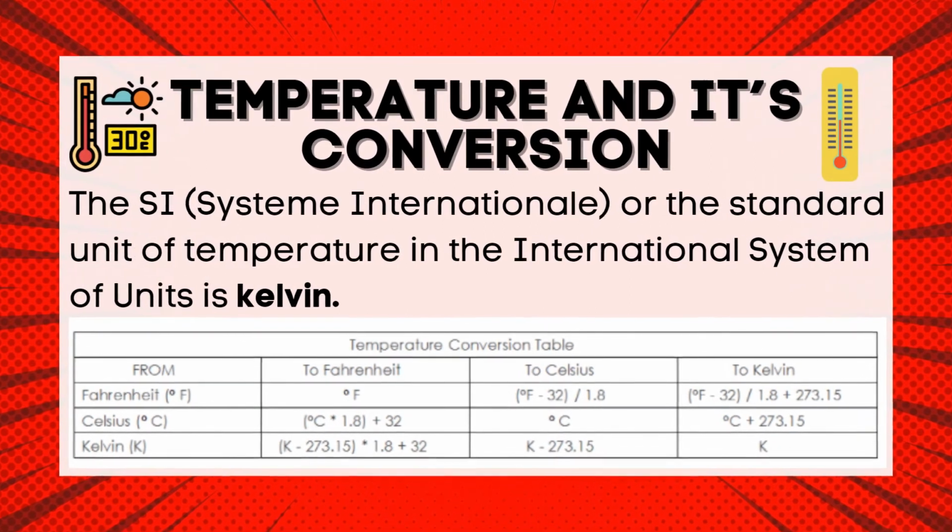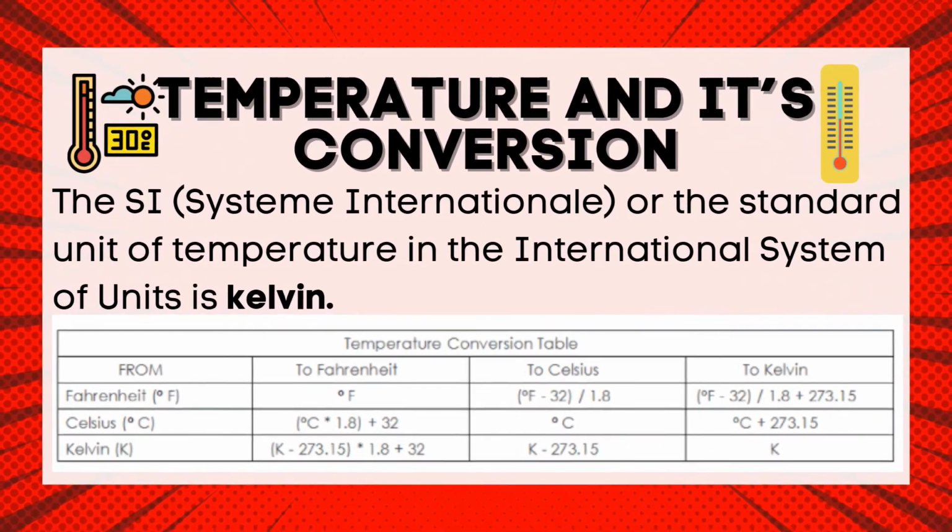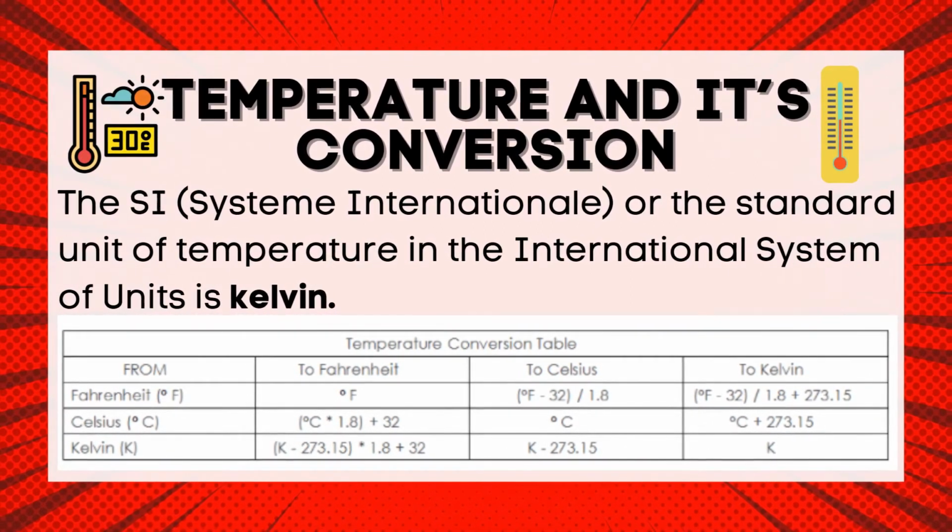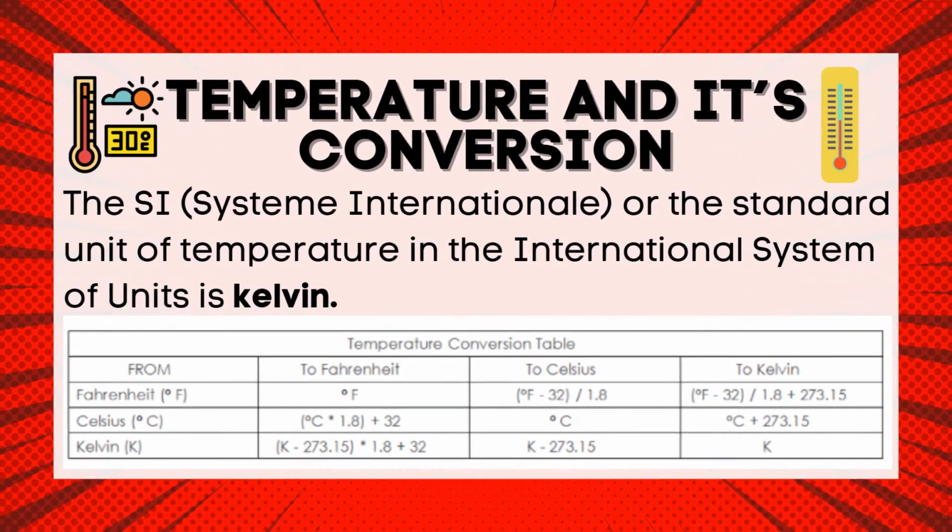Temperature and its conversion. Temperature is the degree of hotness in a substance. The SI, or System International, standard unit of temperature in the International System of Units is Kelvin. However, Celsius or centigrade is the most commonly used temperature unit around the world.